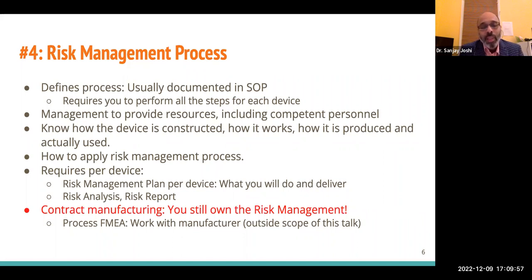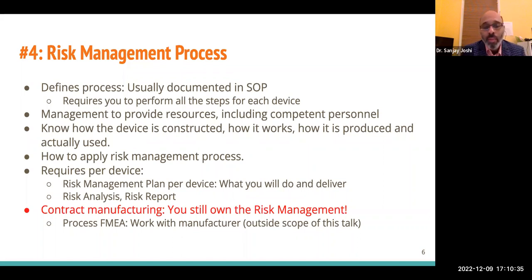You, as the management, have the responsibility to provide all resources, including people, to do this work. Now, who are competent people? They are really you guys. You are the subject matter expert. You know how your device is constructed, how it works, how it is produced or manufactured, and how the end users actually use it. It helps to have some experience in the risk management process. And again, this is where you can definitely include your incubator or consultants to guide you, or even to review your risk management plan, your analysis, etc.